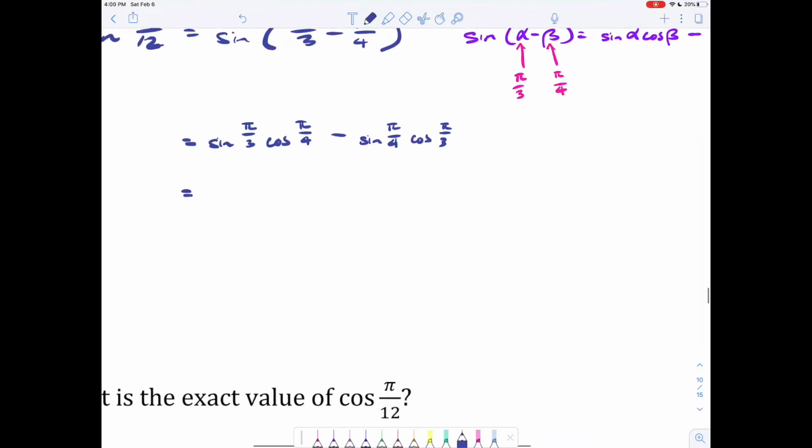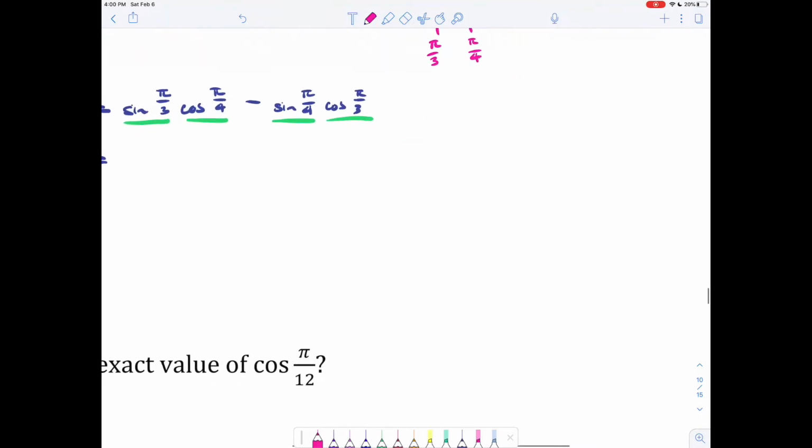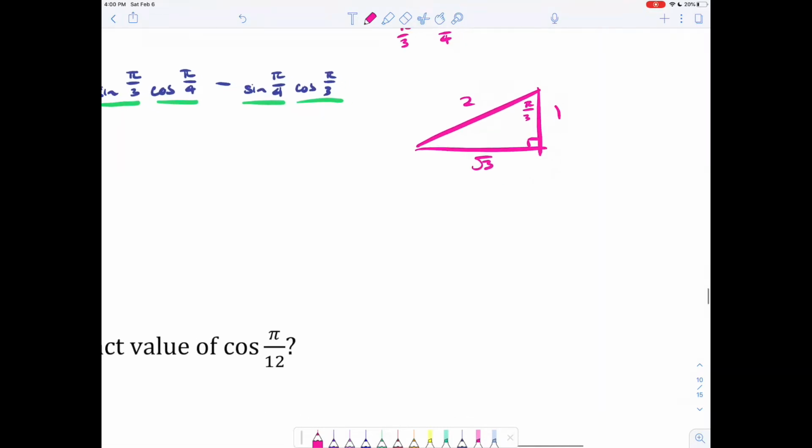But from here, we can evaluate each of these values. We can evaluate sine of pi over 3. We can evaluate cos of pi over 4. We can evaluate sine of pi over 4. We can evaluate cos of pi over 3. If you're doing that with special triangles, go for it. If you're doing it some other way, go for that. Whatever you need to do to make sure you can actually get sine, cos, and tan for whatever angles we're playing with.